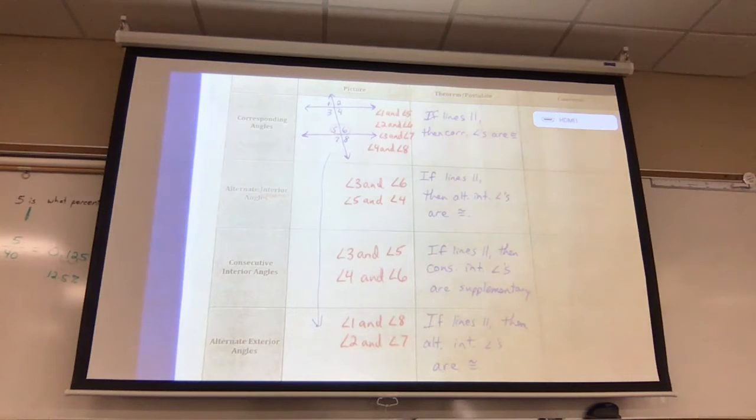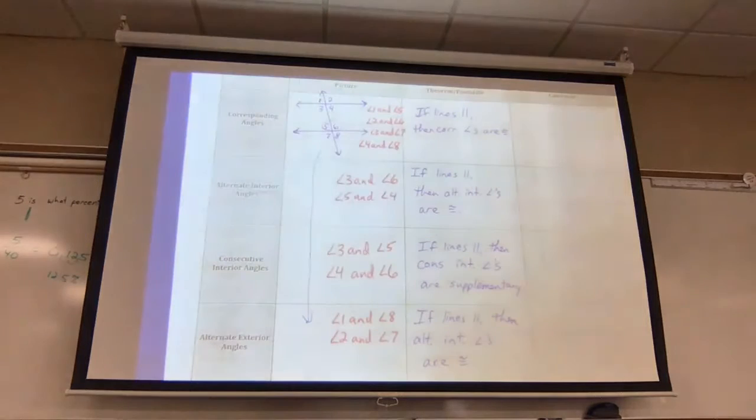Hopefully you watched the video for section 2 and already filled in these parts here. But if you didn't, we're just going to talk about these real quick. And then you can have this handy so you can use this on your homework to use these different theorems. So we talked about corresponding angles before.